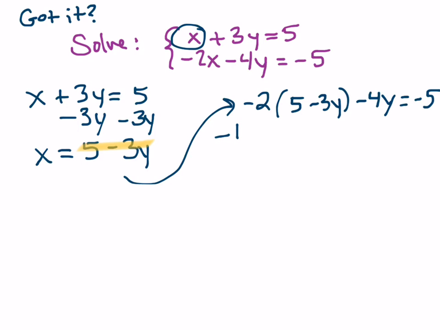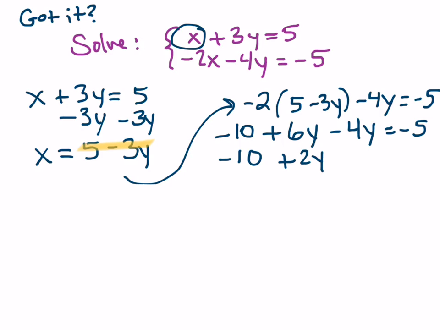Negative 2 times 5 is negative 10. Negative 2 times negative 3 is positive 6y. Minus 4y is negative 5. Combine like terms with the y's. 6y minus 4y is 2y. Alright, trying to get the y by itself, so let's move the number over. Let's add 10. And, alright, then 10 minus 5 is 5, and then divide by 2.